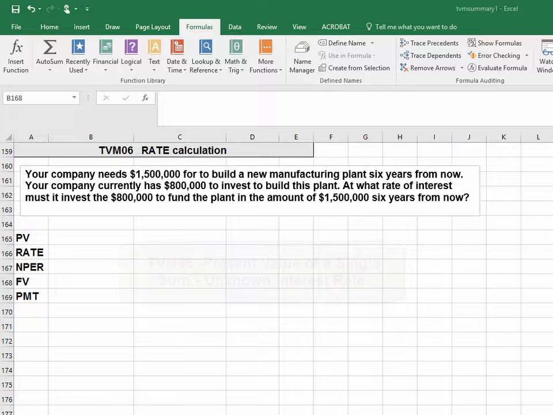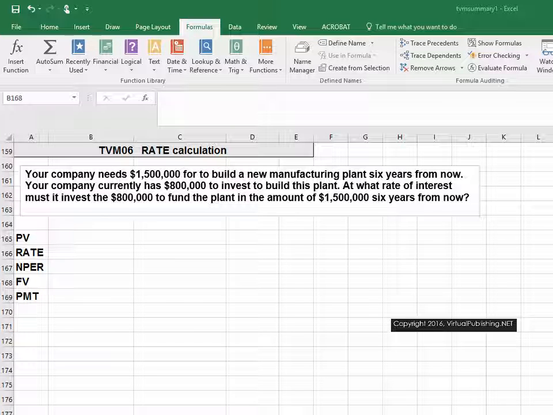This is a problem in which the present value, future value, and the number of periods is known, and the interest rate is unknown.